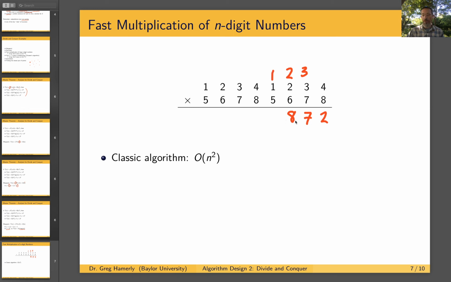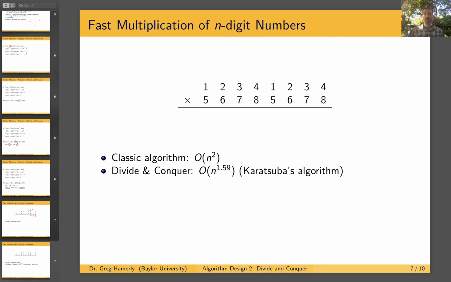I won't do this, obviously, but we're going to multiply this number with n numbers above it, and then we're going to multiply this number with n numbers above it, and so on. So there are n things that we're doing here, and each of them requires n digits up here, so that's n squared time. And that might seem like the fastest algorithm, but it's not. There's a divide and conquer algorithm called Karatsuba's algorithm, which runs in time n to the 1.59.